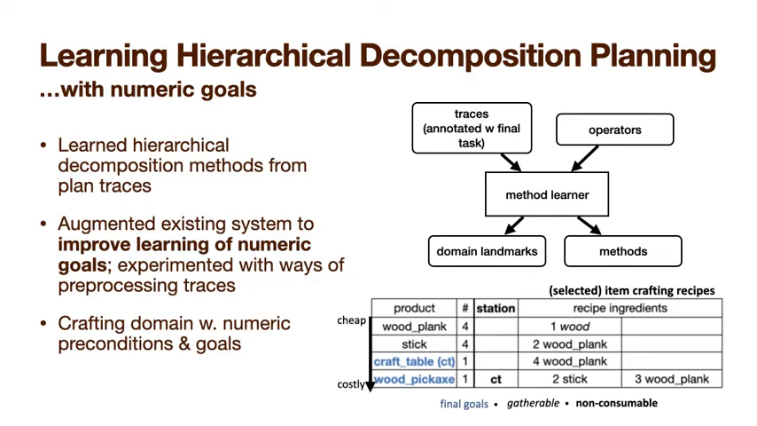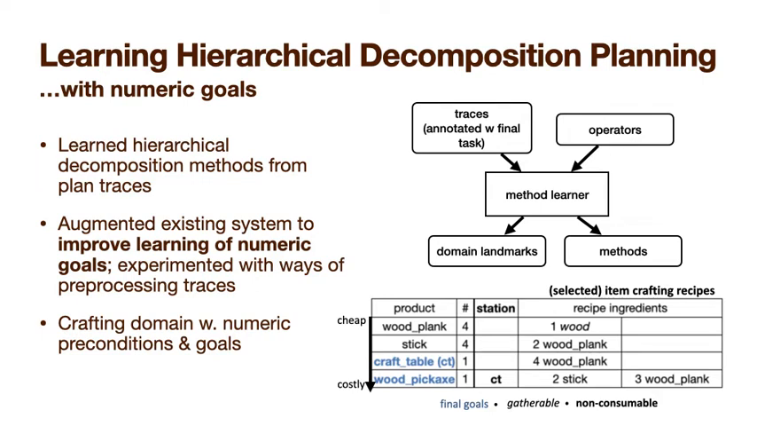My work focuses on learning decomposition methods from plan traces for hierarchical planning in numeric domains. I will be discussing the effects of augmentations made to my existing method learning system. These augmentations allow it to learn decomposition hierarchies sensitive to the values of the numeric variables, whereas previously it could not. I will also discuss how different preprocessing techniques applied to traces can affect the quality of learned methods.